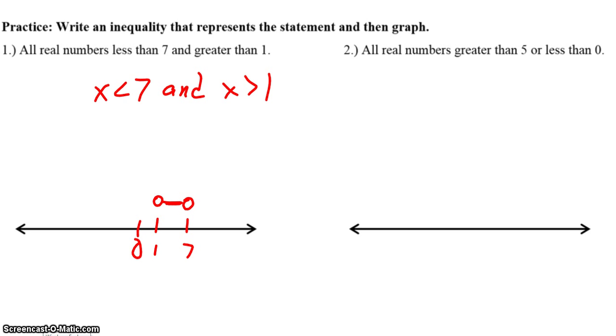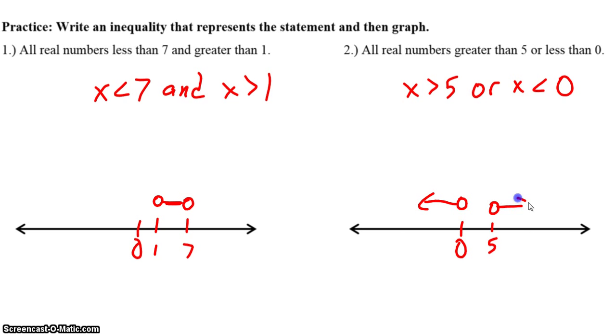For number 2, all real numbers greater than 5 or less than 0. X is greater than 5 or x is less than 0. On 0 it would be an open circle, and it would go to the left. On 5 would be an open circle and it would go to the right. So again, the and statements most of the time come together, ors should go apart.